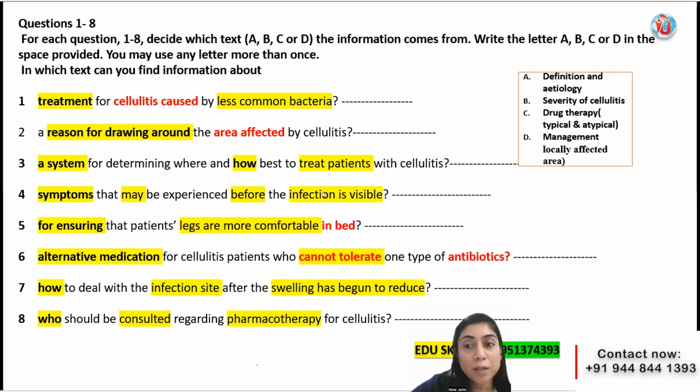Then later we will discuss about the answer. D. Then 8, who should be consulted regarding pharmacotherapy for cellulitis? Oh, sorry. C. So we will discuss this answer later. So there is a confusion. The answer option is C.